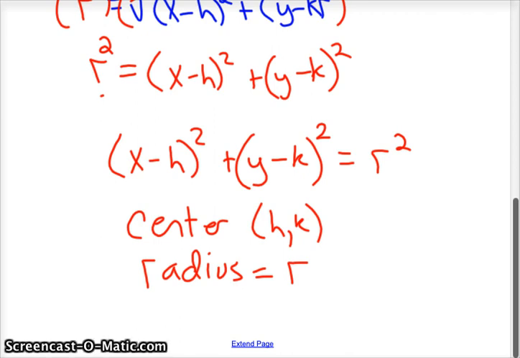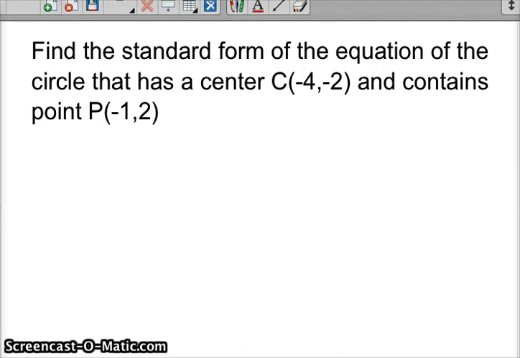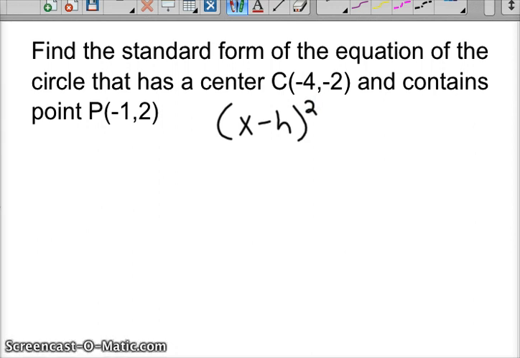Okay, so let me give you some examples of that. Here's an example. Find the standard form of the equation of a circle that has a center of (-4, -2) and contains the point P (-1, 2). When you do this problem, we know the equation of a circle in standard form, and I'll give you the standard form and the general form in a second: (x minus h) squared plus (y minus k) squared is equal to r squared. And so h and k are the center.